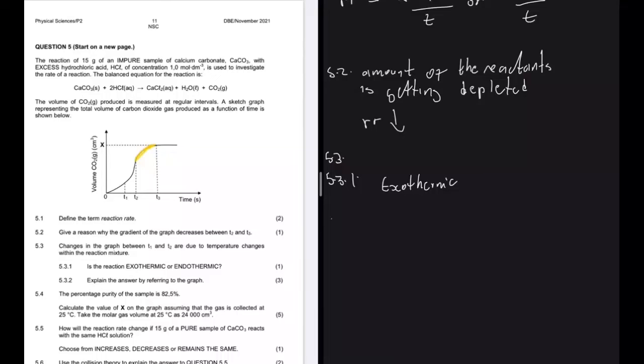So let me go a bit deeper on that and further try and explain the concept. In an exothermic reaction, there's a temperature change within, right? The temperature within increases.